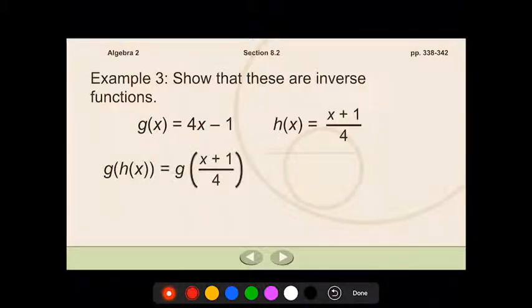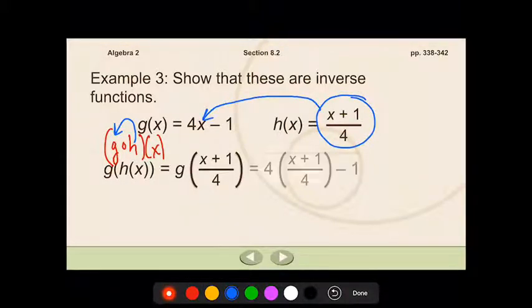g of h of x literally means you take the h function and substitute it into the g function where there's x. You can see what they do here. They take this function and plug it into the g function where there's x. So that's what they do.